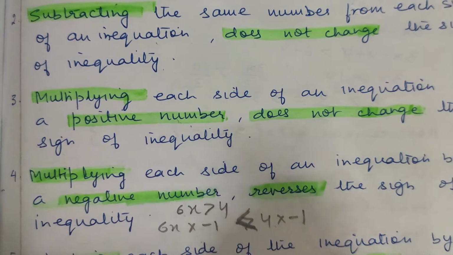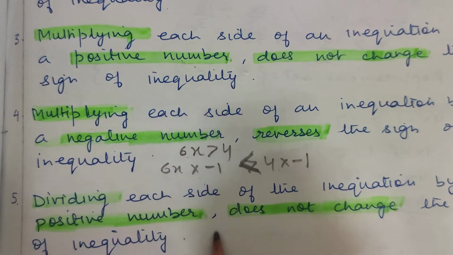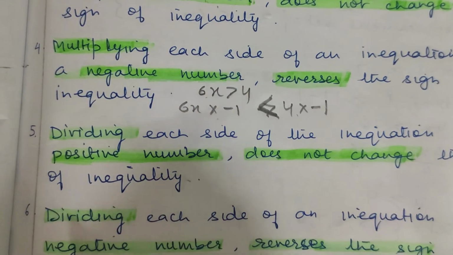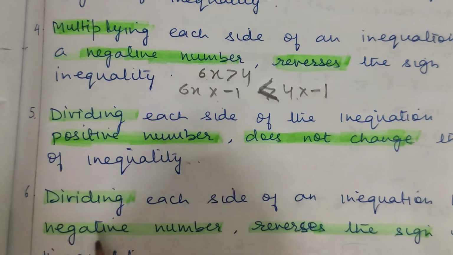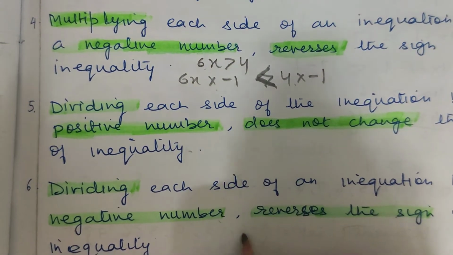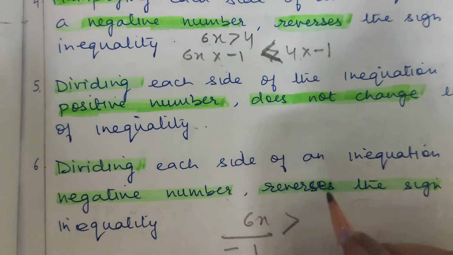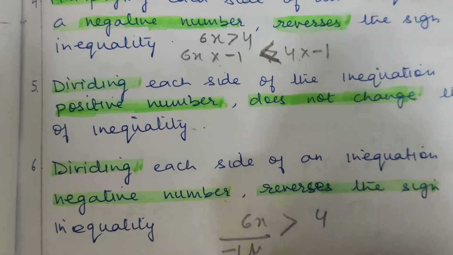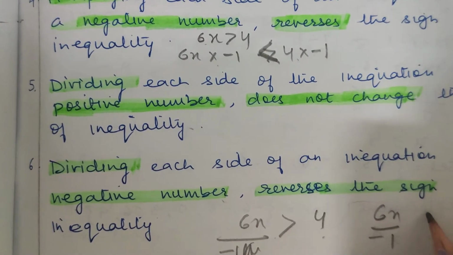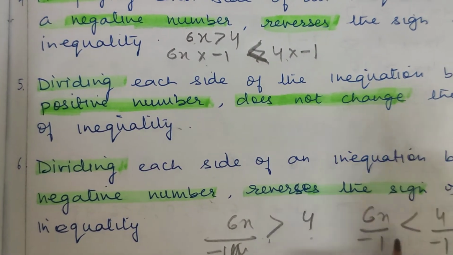Now dividing each side of the inequation by a positive number does not change the sign of inequality. Then again, dividing each side of the inequation by a negative number reverses the sign of the inequality. Now again, if you divide this by -1, this same equation, I am talking about the same equation, now if you divide by a negative number, then this sign changes. This is greater than, this becomes less than.